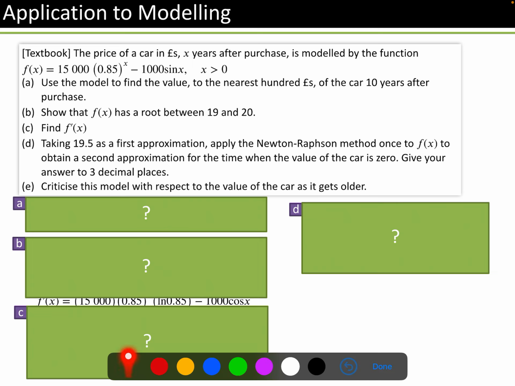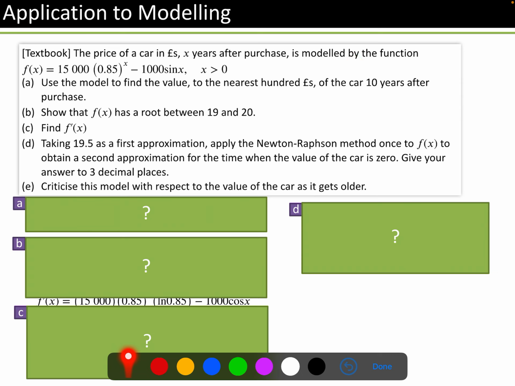It says, the price of a car in pounds, this is important because sometimes it's in thousands of pounds or something, x years after purchase. So here what I like to do is think, what does a 0 mean? What does a 1 mean? One year, and a duration of 1 year, and 1 year after purchase mean the same thing. So you don't need to be careful with this. Sometimes you need to be careful with this.